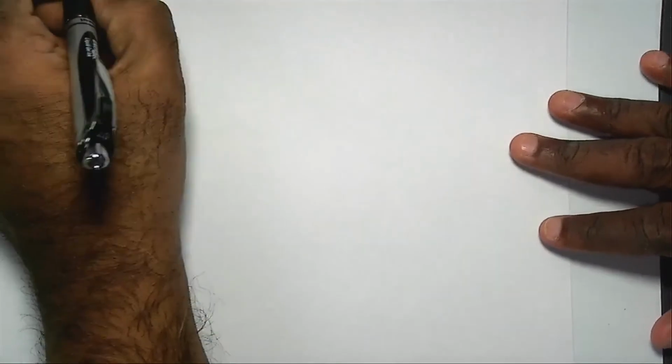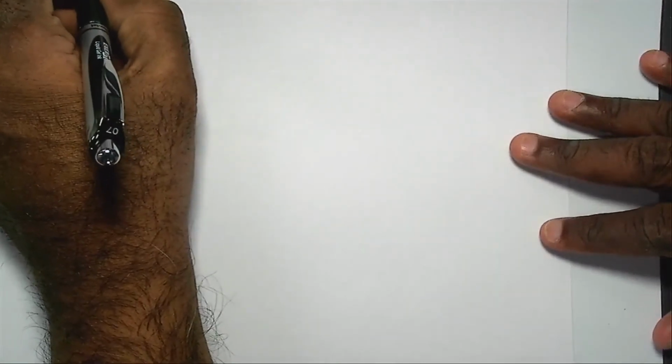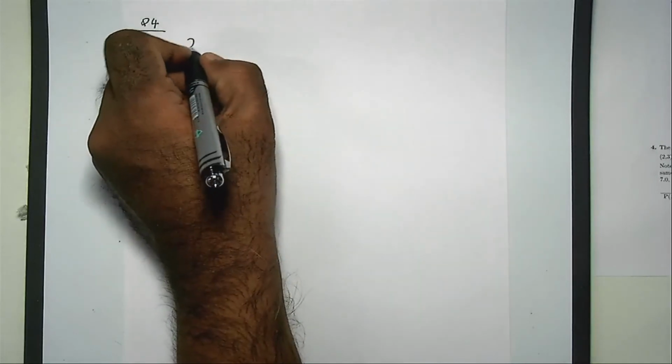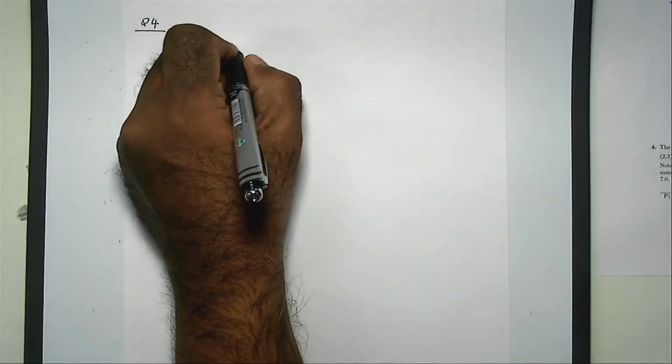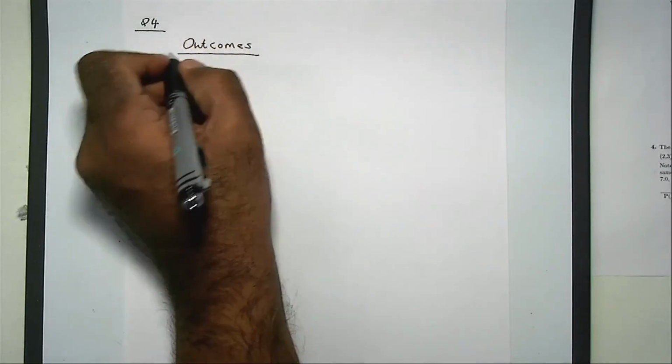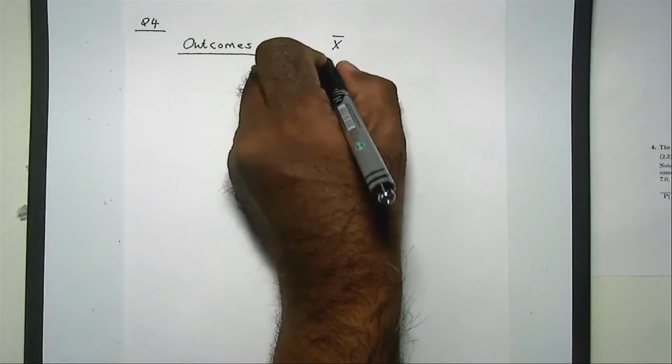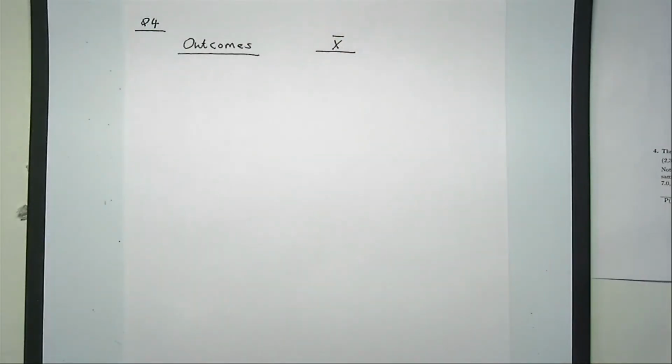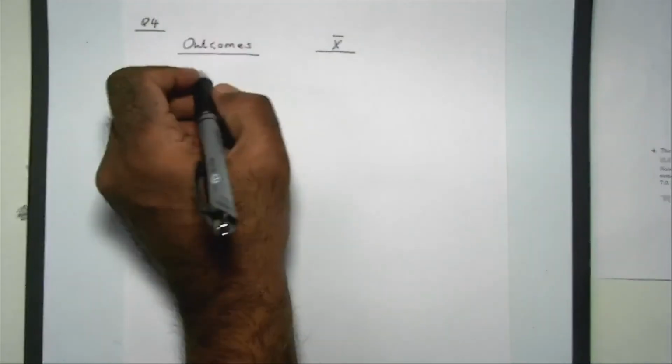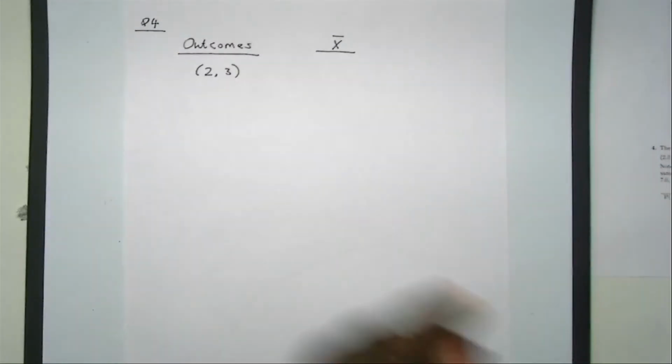Now, the first thing you need to do, as I said before, is to write down the outcomes that you can have, and the possible values for X bar. There are going to be 2 columns. Because we are doing it without replacement, there will be fewer outcomes.